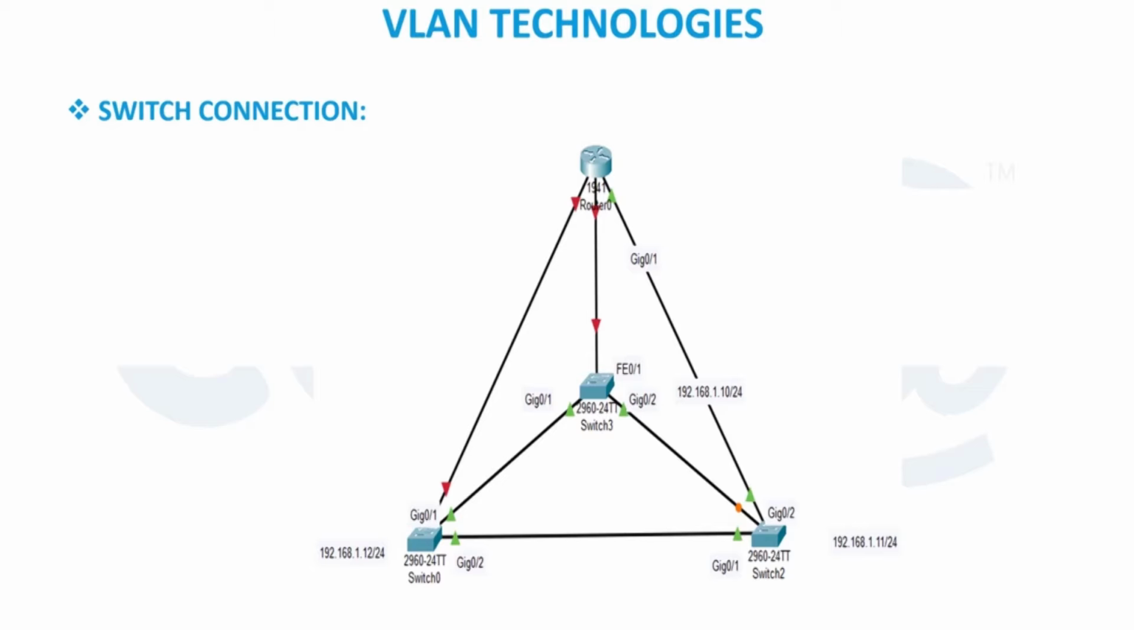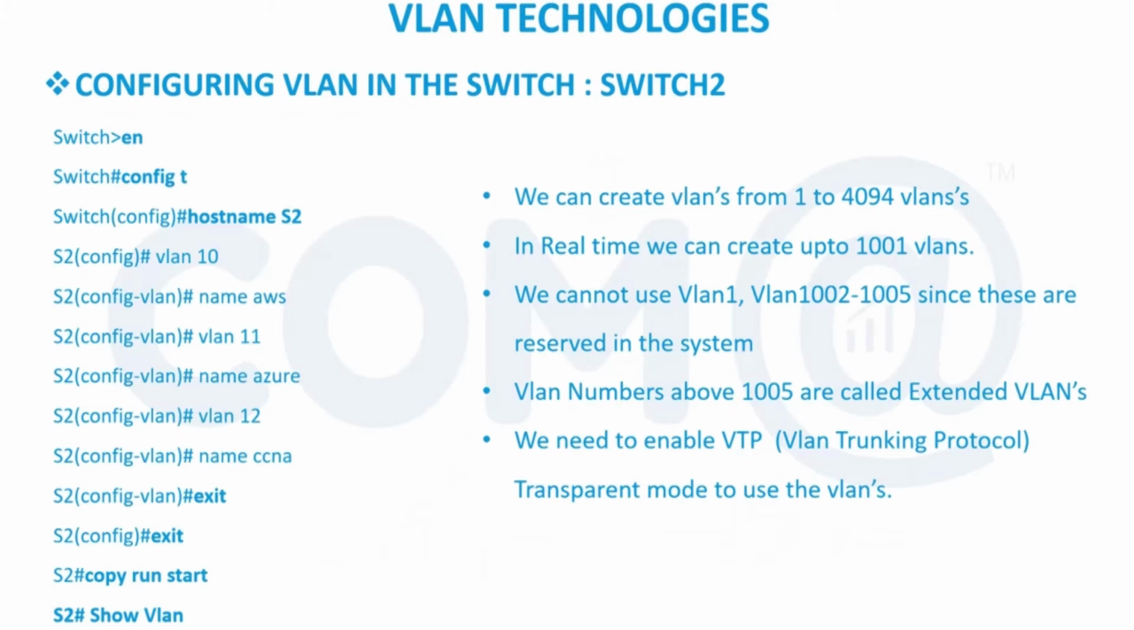So now we are taking a simulation of having multiple switches connected with the router on a stick setup, and we are also having direct connections with the router. So this is a simple setup we have. So, configuring VLAN in the switch. We'll follow the basic configurations.